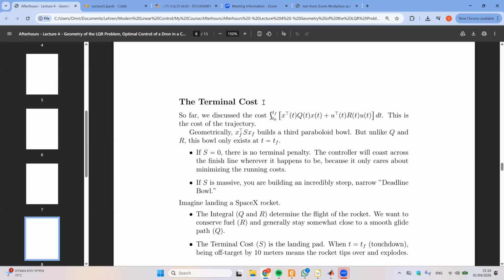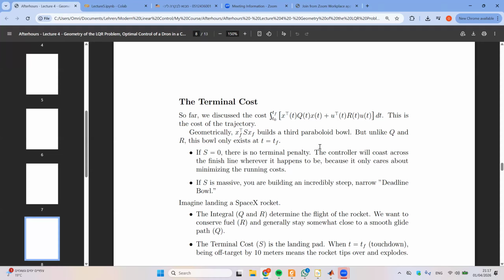Now, what about the terminal cost? So far, we talked about this integral, but in the cost function, we also have this terminal term. So it clearly also indicates cost, but what's special about it is that it indicates cost only at a very specific time, only at t equal to tf. It tells us how much I care about reaching my goal perfectly. So if S is equal to 0, there is no terminal penalty.